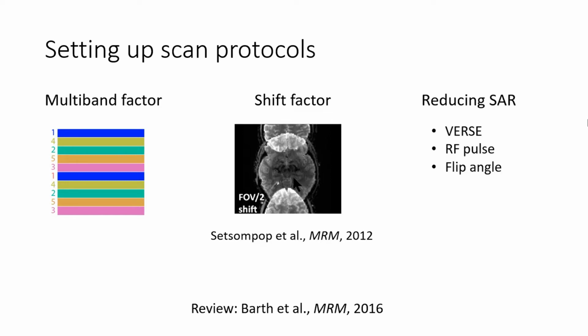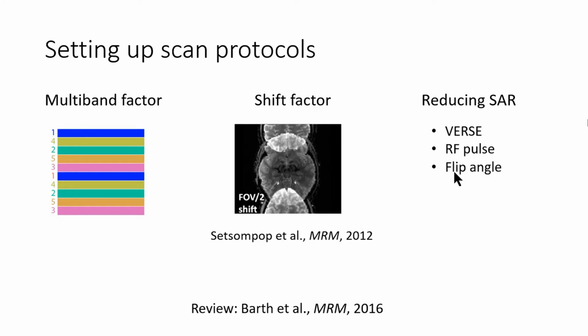A third factor that I bump into a lot, as I really try and push the temporal resolution, is that you bump up against the SAR limits for what you can achieve in the scanner. So there's a couple of ways to deal with this. You could either adjust your verse factor. This will let you reduce SAR at the cost of some distortion. Or you can reduce your flip angle.